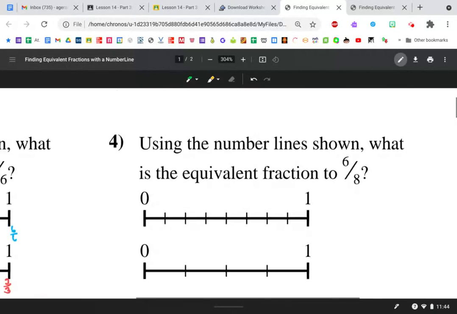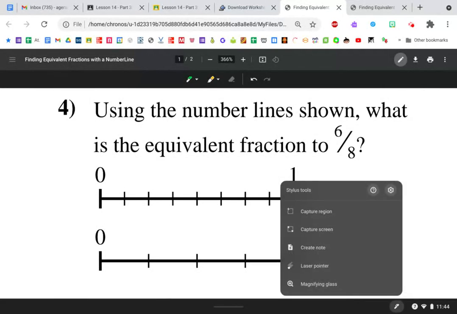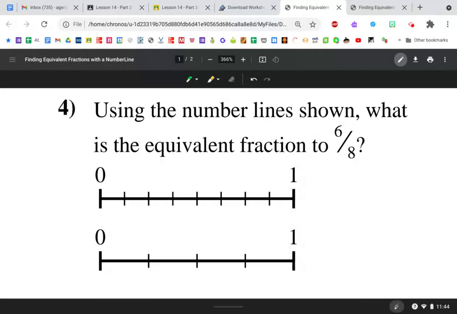All right, let's try 1 together and then let's do number 4. And then you'll be on your way. Okay, here we go. Number 4. Using the number lines shown below, what is the equivalent fraction to 6/8? All right, what's step 1? Yep, you got it. Step 1 is to label both number lines.